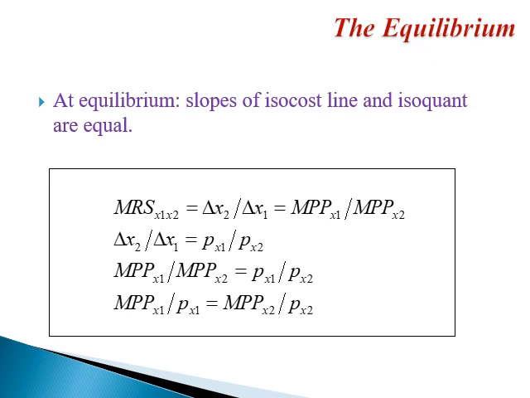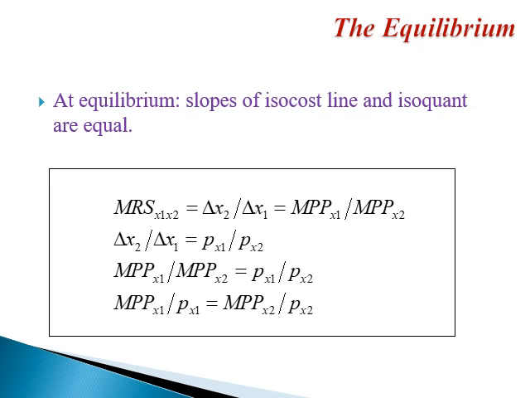And this is the equilibrium. The slope of the isocost line and the slope of the isoquant must be equal. And this is the condition here. Remember, this is the marginal rate of substitution of x1 for x2. They call that, by the way, the marginal rate of technical substitution of x1 for x2. It is equal to minus delta x2 divided by delta x1, or minus MPP x1 divided by MPP x2. Okay?